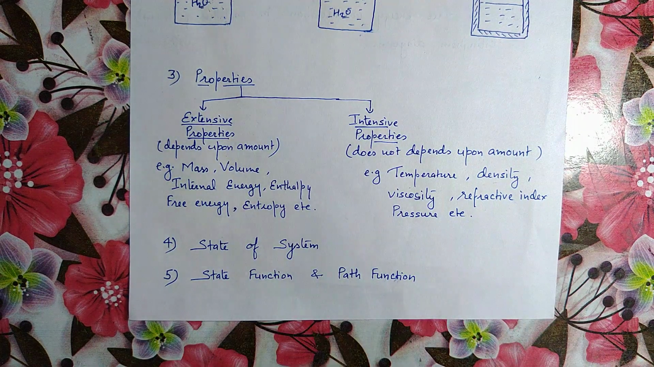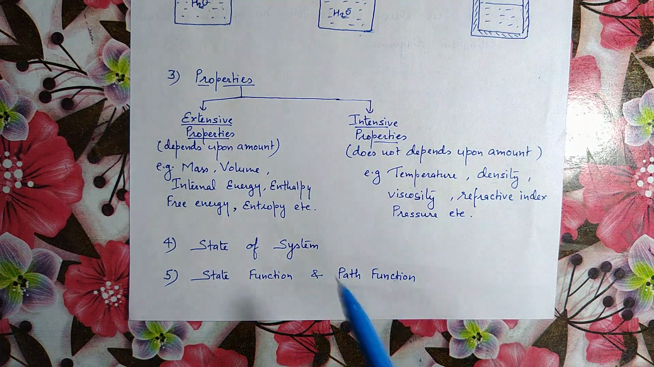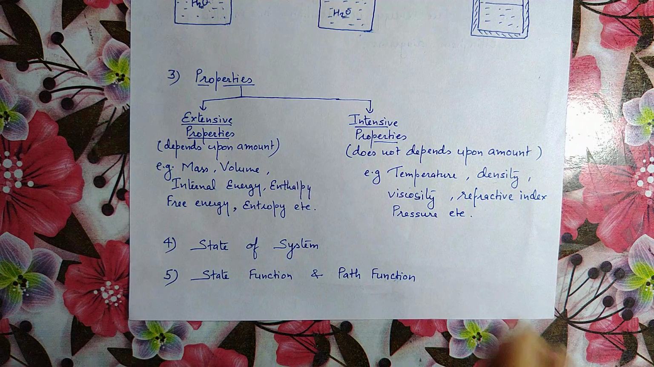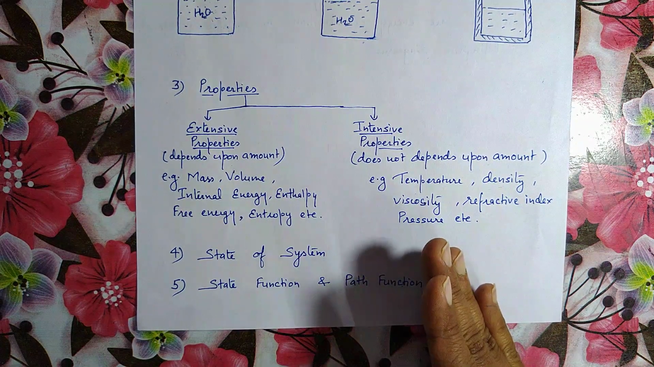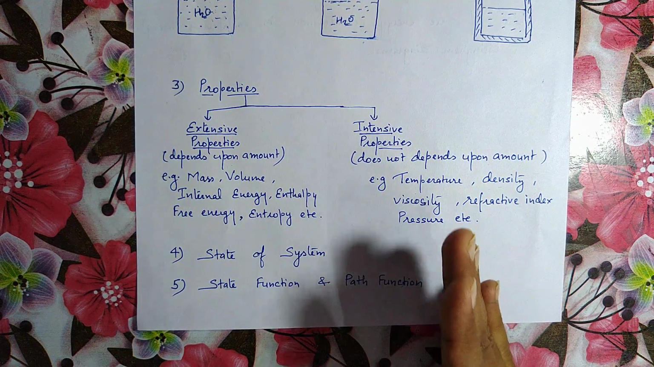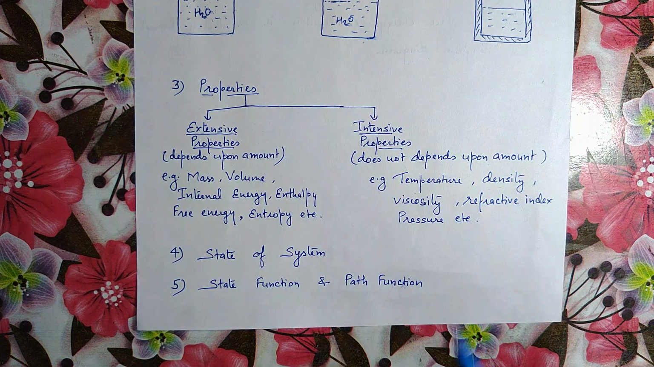Change in the state is equal to final state minus initial state, right? And what is path function? Path functions are those properties which depend on the path through which the system has been brought to that state. For example, work done and heat. These are path functions, okay. Because if you change the path, then work done will differ.